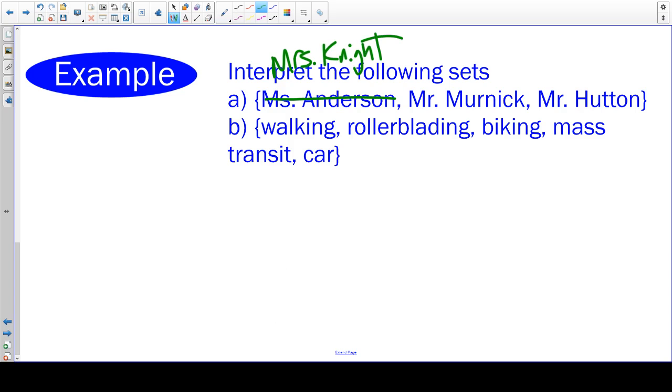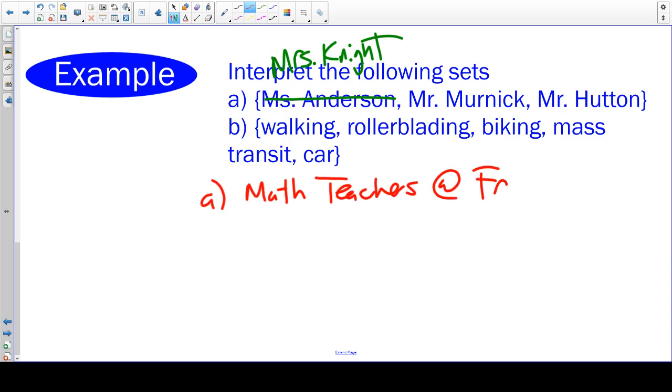Okay. So interpret the following sets. So we want to say what these sets mean. So in set A, Mrs. Knight, Mr. Murnick, Mr. Hutton, what could this be a set of? Set of teachers. What kind of teachers? Math teachers. Okay, good. So part A, math teachers at Frontier Collegiate. That's what it could be a set of.